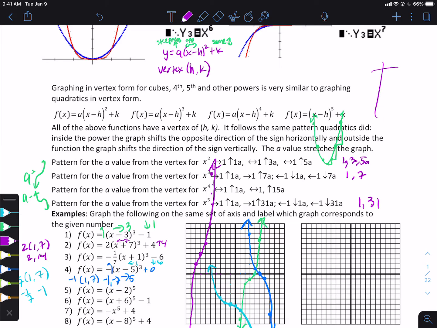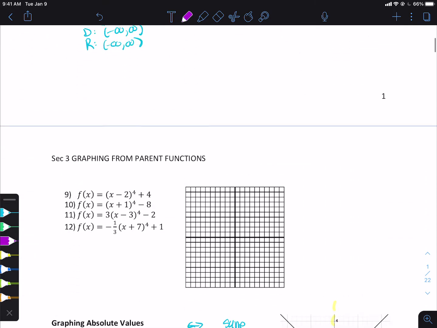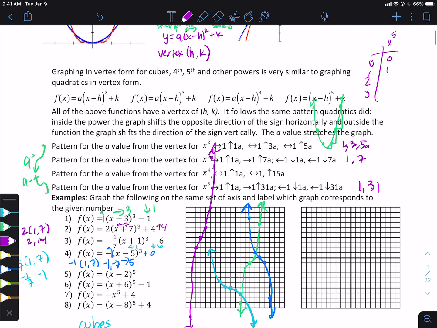If you were to take the x values of 0, 1, 2, and 3 for x to the fifth, you would get 0, 1, and then your 2 to the fifth is 32. And then your 3 to the fifth is 243. So notice you're going up really fast. From 0 to 1, we went up by 1, then we went up by 31, and then if we do 243 minus 32, that gives us 211. So this is how we come up with the patterns for our polynomials.